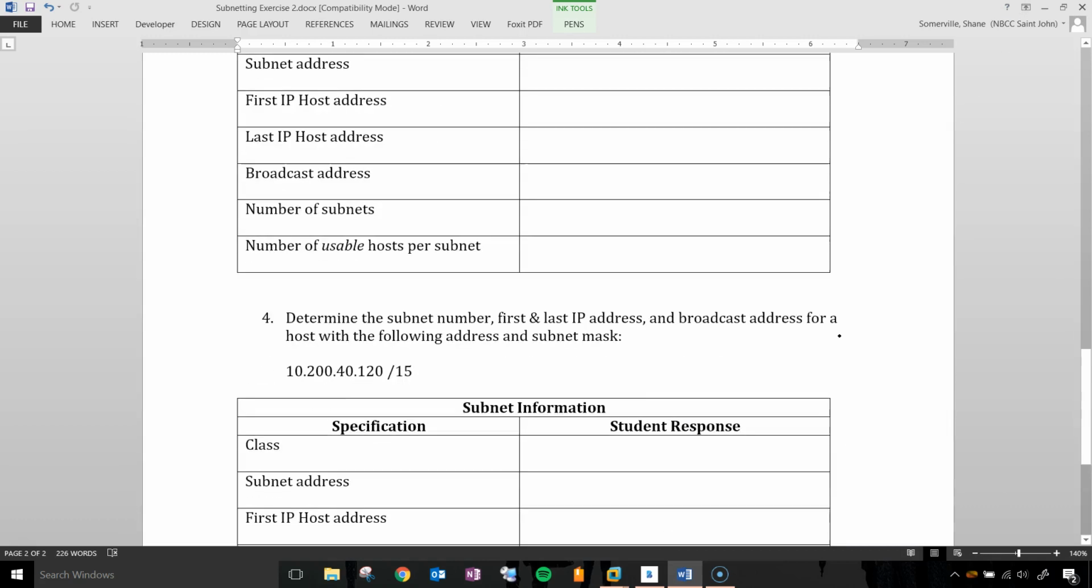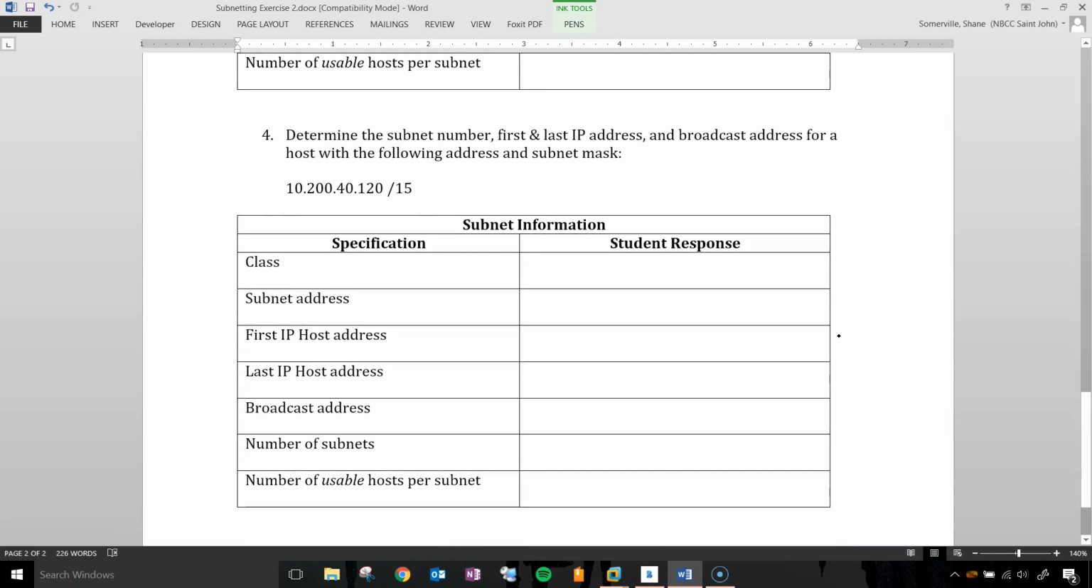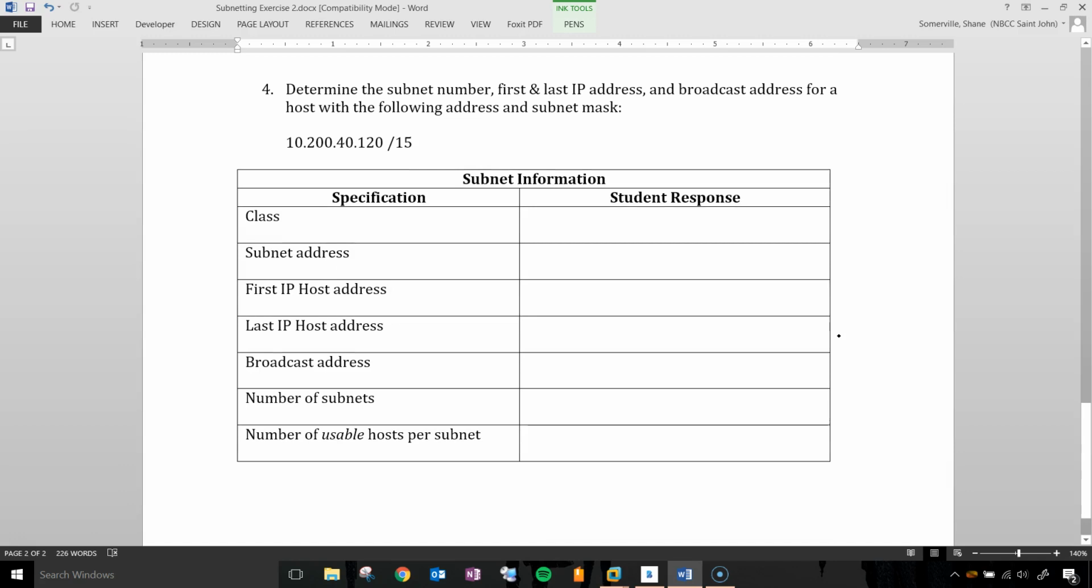And there's one more. This one, okay, so this is a Class A, begins with 10, using a /15.